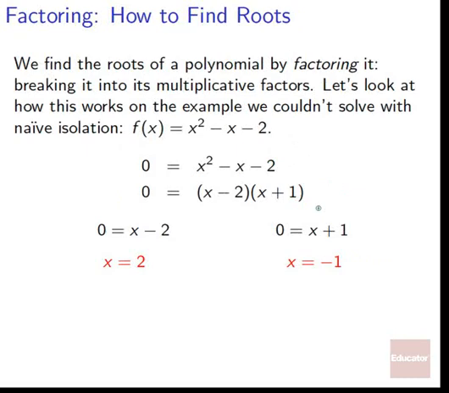We find the roots of a polynomial by factoring it. We break it into its multiplicative factors. Let's look at how this works on the example that we couldn't solve with naive isolation. We've got f of x equals x squared minus x minus 2. So we have 0 equals x squared minus x minus 2, because we're looking for when f of x is equal to 0. And then we say, let's factor it. Let's break it into two things. So we have x minus 2 and x plus 1. And if we check, that does become it, right?